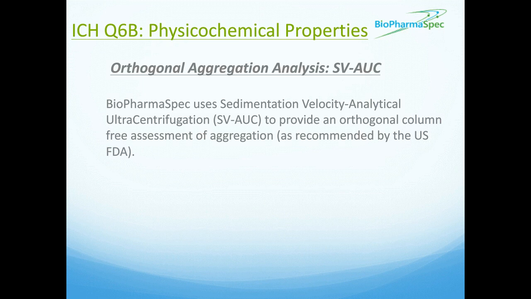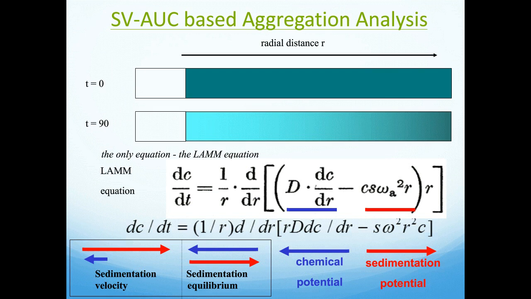And certainly the FDA has recommended, therefore, that you need to do not only a column-based aggregation analysis, but a column-free aggregation analysis. And SV-AUC really comes into its own with regard to doing that. This is something I'm going to discuss and give you a little bit more detail about, with regard to what is actually going on in SV-AUC. So here, it looks quite complex, but it is relatively simple apart from when you get to the equation that you're trying to define what's going on.